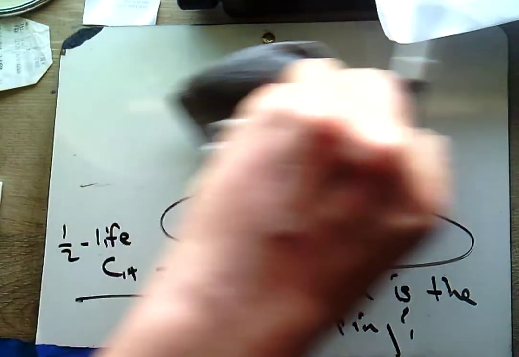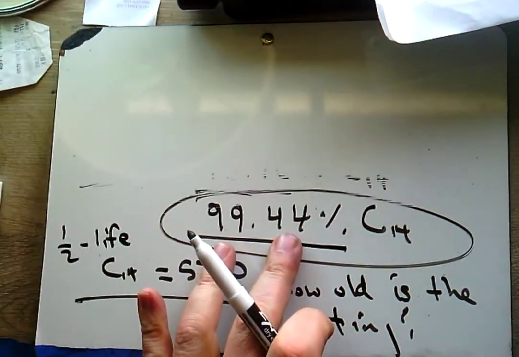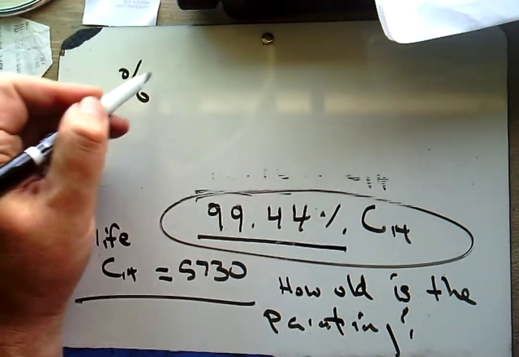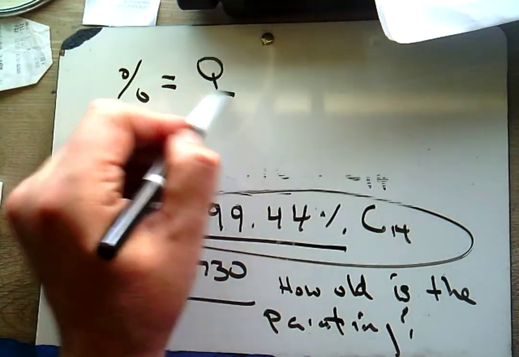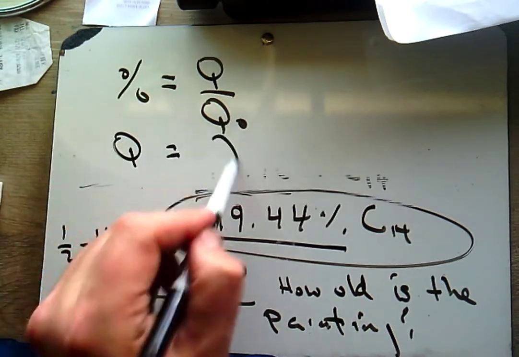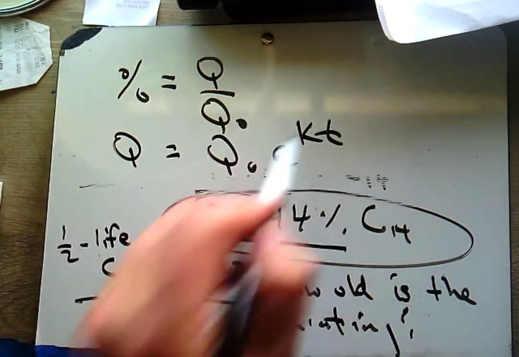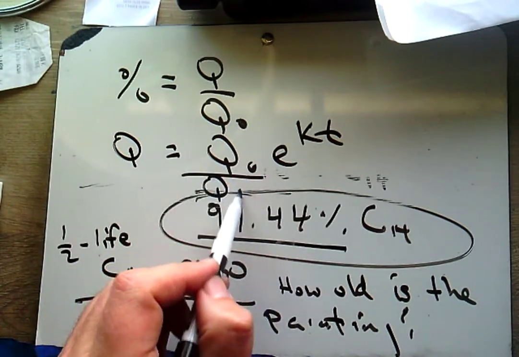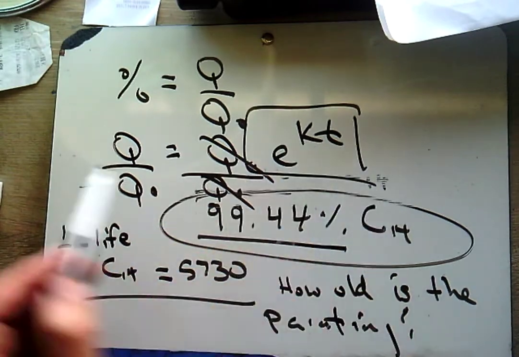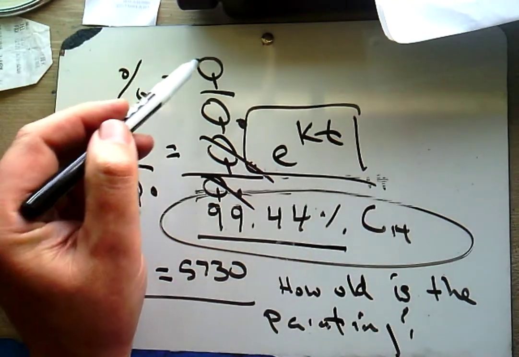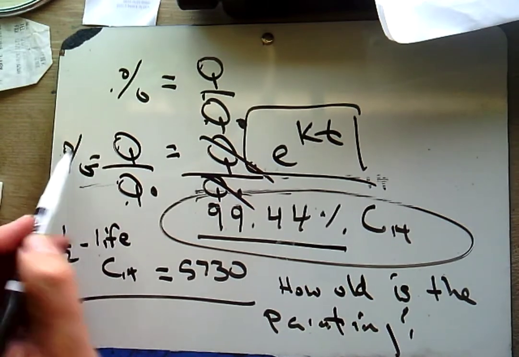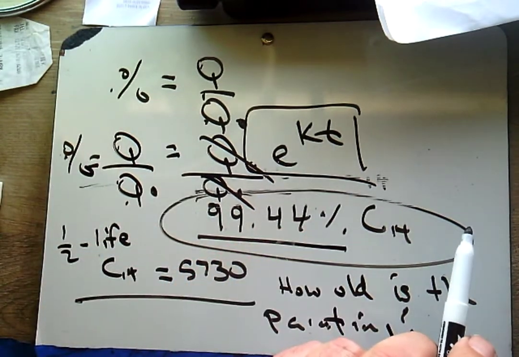We know that 99.44% of the carbon-14 remains. Remember, in the last video, we said percent is equal to Q over Q sub O. And so I start off with this equation, Q equals Q sub O e to the KT, and I divide both sides by Q sub O. These go. And so e to the KT is Q over Q sub O, and since Q over Q sub O is percent, I know percent is just going to be e to the KT. All right.